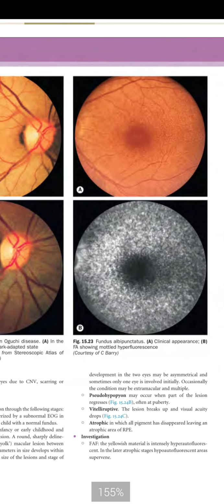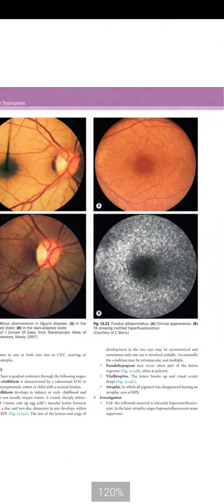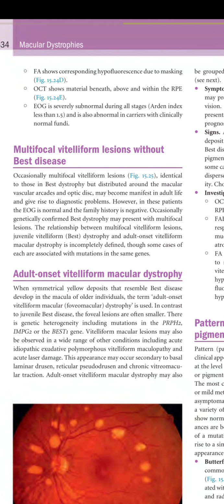So how do you investigate the disease? FAF, fundus autofluorescence: the yellowish material is intensely hyper-autofluorescent. In the later atrophic stage, a hypo-autofluorescent area supervenes. So in a case of active disease it is hyper-autofluorescent, and in the atrophic stage it is a hypo-autofluorescent area. Then FA, fundus angiography, shows corresponding hypofluorescence due to masking. OCT shows material beneath, above, and within the RPE. EOG is severely subnormal during all stages, with Arden index less than 1.5, and is abnormal in carriers with a clinically normal fundus as well.